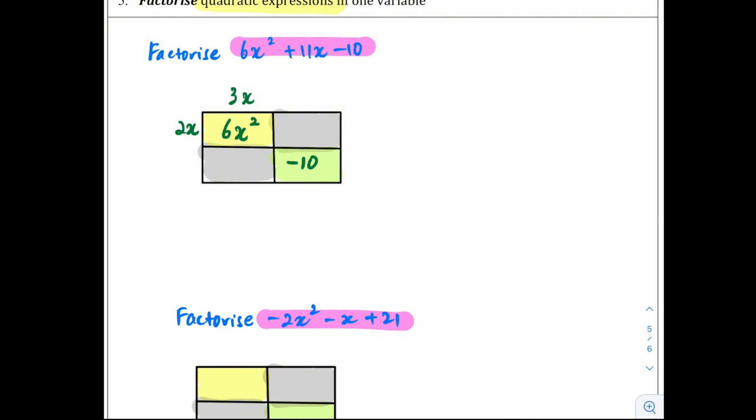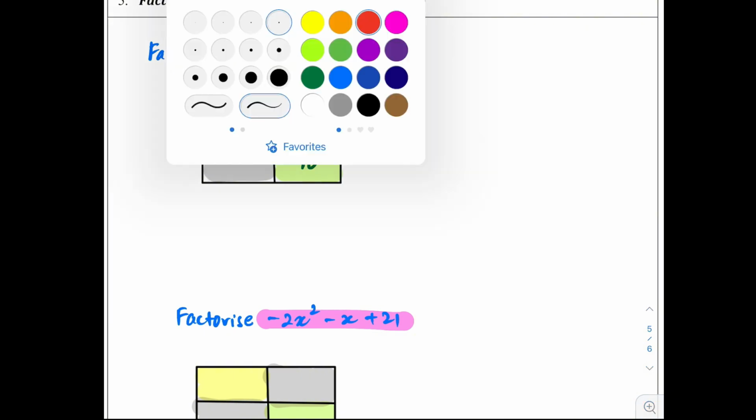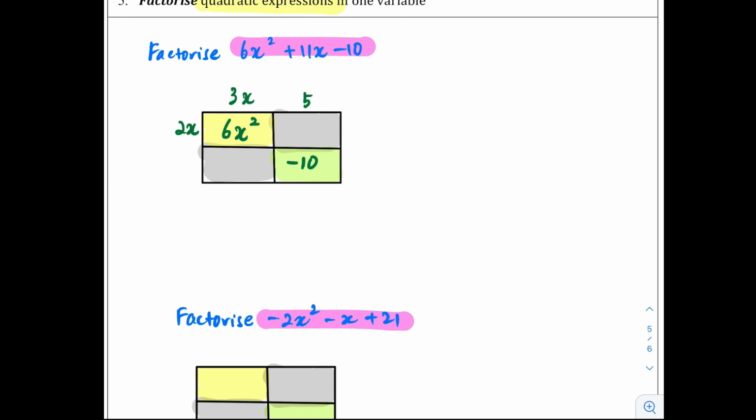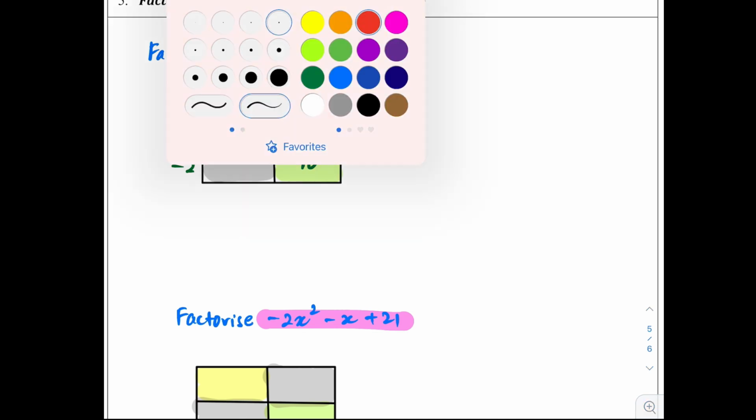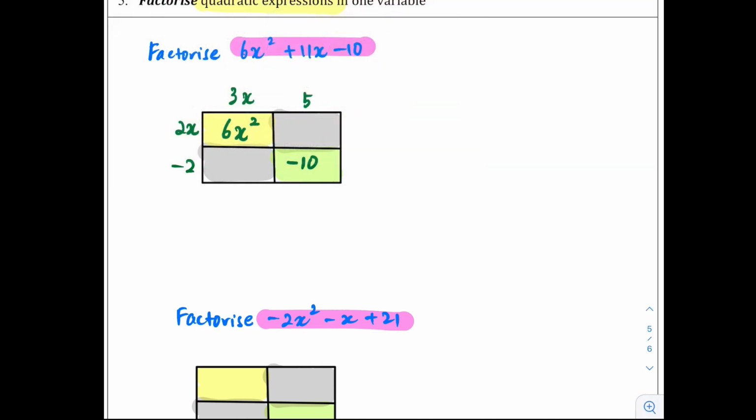So let's try 5 and negative 2, and let's see if this works. If we use 5 and negative 2, we are going to get 2x times 5, which is 10x, and negative 2 times 3x, which is negative 6x. Again, when we sum them up, we are not going to be able to get 11x. So what should we do?